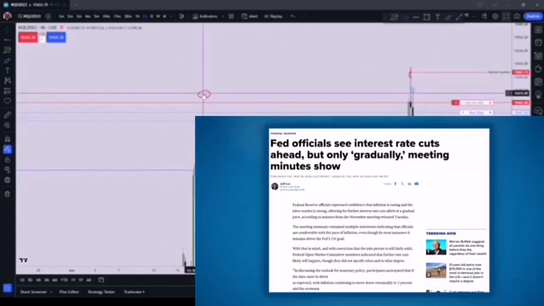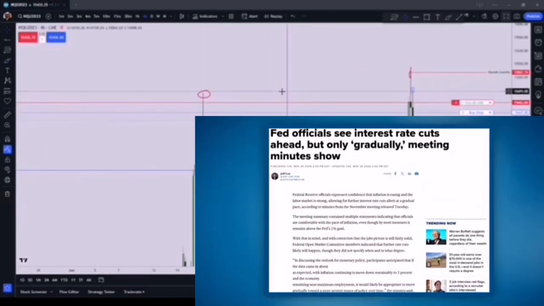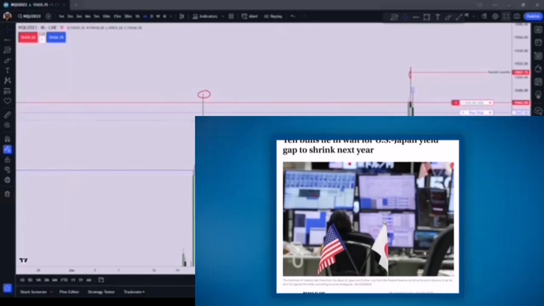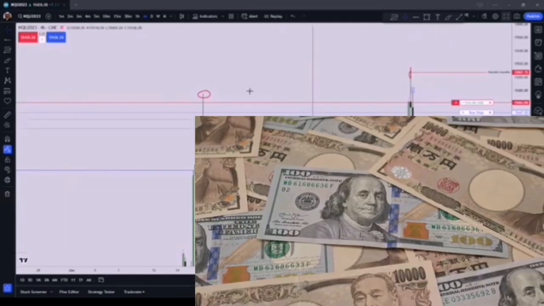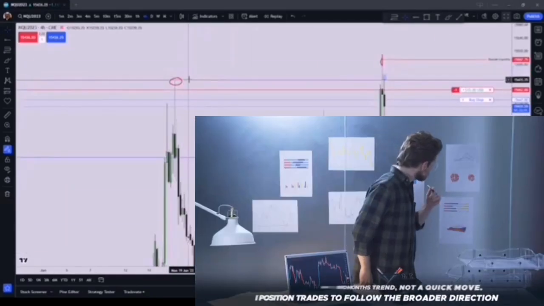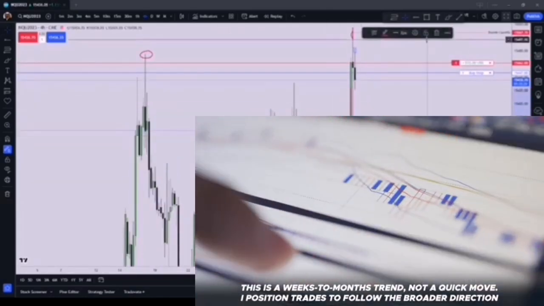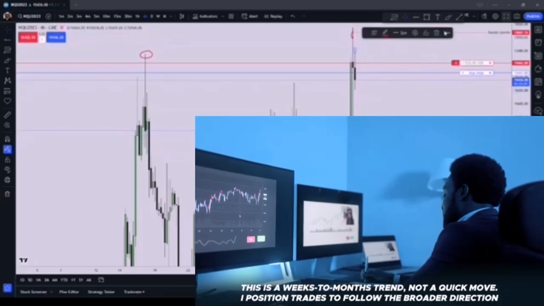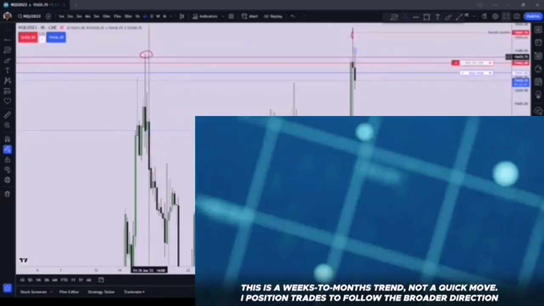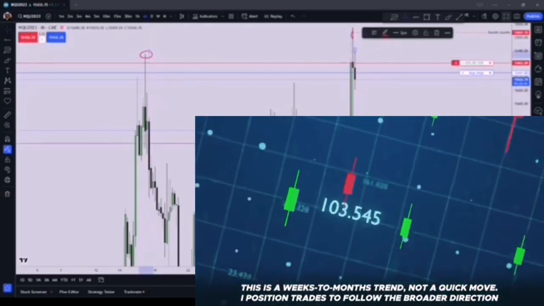For example, the Federal Reserve is lowering interest rates aggressively, while Japan keeps its rates near zero. The dollar might weaken against the Japanese yen. This isn't a move that lasts a day or two. It's a trend that can play out for weeks or months at a time. And I position my trades to follow the broader direction. I always try to be in sync with monetary policy.